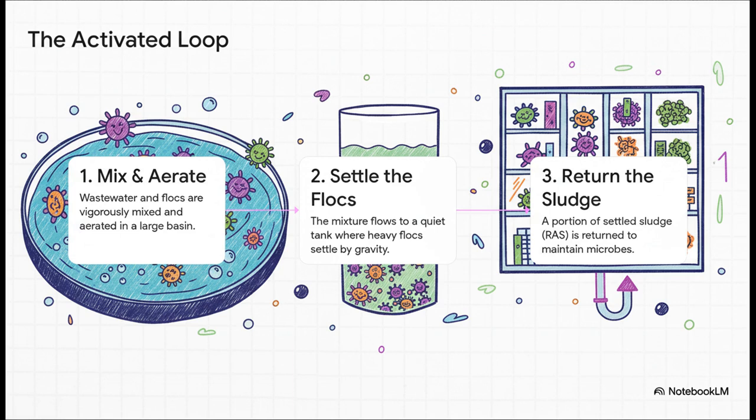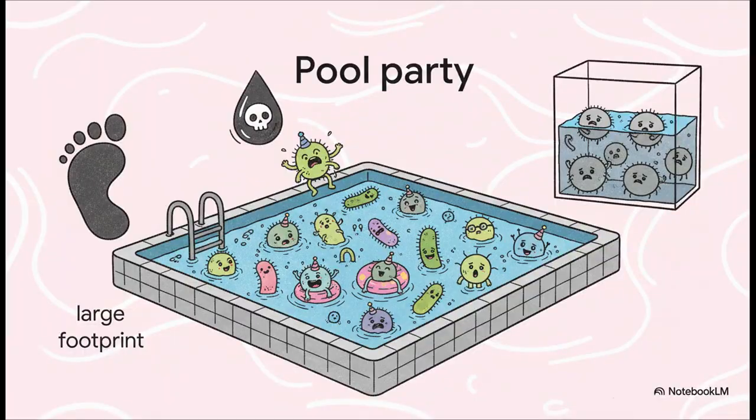First, you mix the wastewater in these flocs with tons of air. Then second, that whole mixture flows into a nice, quiet tank, a clarifier, where there's no mixing so those heavy flocs can settle down to the bottom. And third, and listen up, this is the most important part, you take a chunk of that settled microbial sludge and you send it right back to the start. That stuff is called return activated sludge, or RAS, and it's what keeps the workforce super concentrated and makes the whole thing activated.